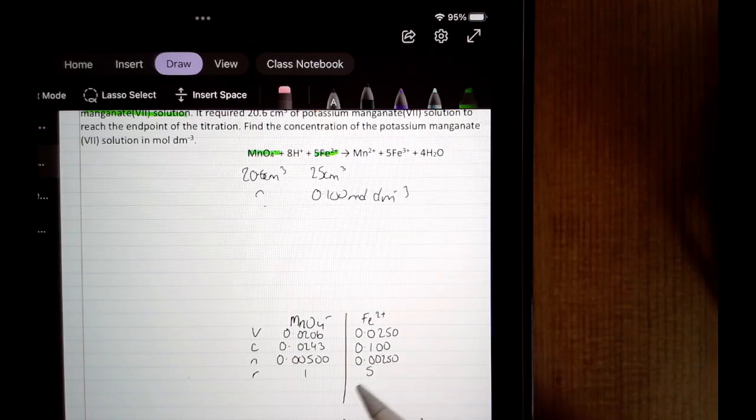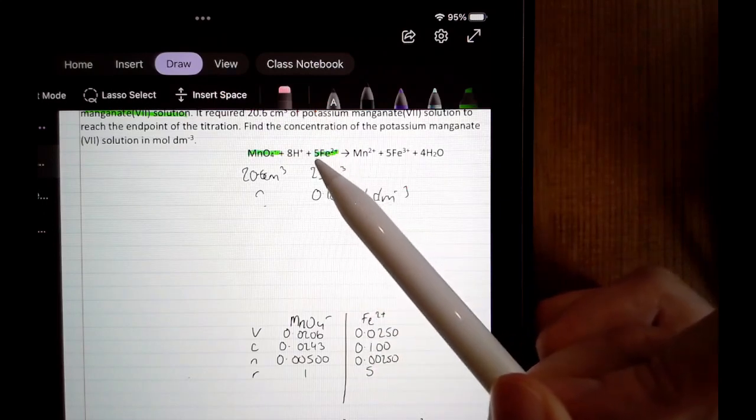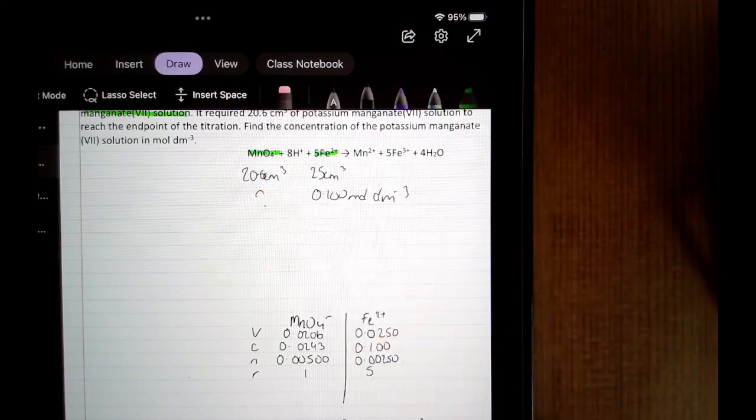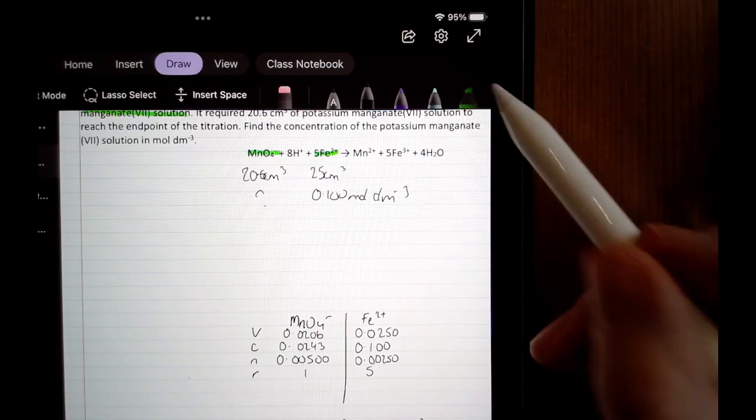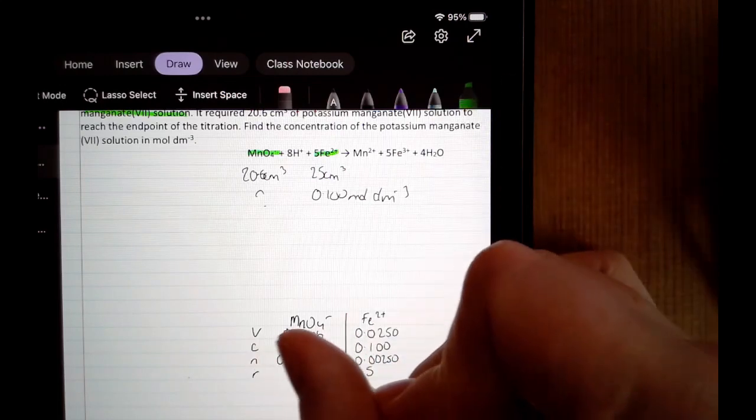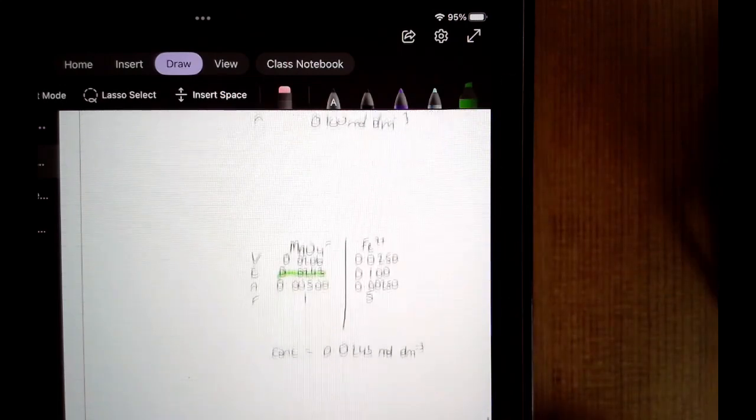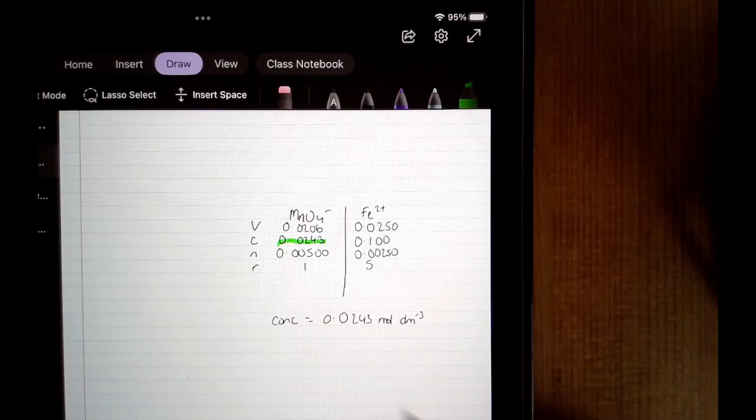The ratio is 5:1. I've got a big 5 in front of the Fe. I've got nothing in front of MnO4. So once I know this number, I divide by 5 to find this number. And once I know moles, it's going to be moles divided by volume equals concentration. That value for concentration comes out in moles per decimetres cubed from my table, and that is what I'm asked for in the question, so no further calculation is needed.